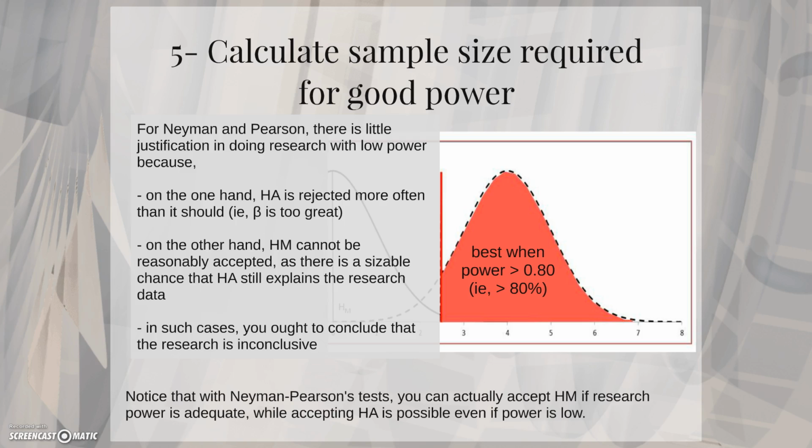Notice here that with Neyman-Pearson's tests, you can actually accept the main hypothesis if the research power is adequate. While in any case, you can always accept the alternative hypothesis even if power is low.